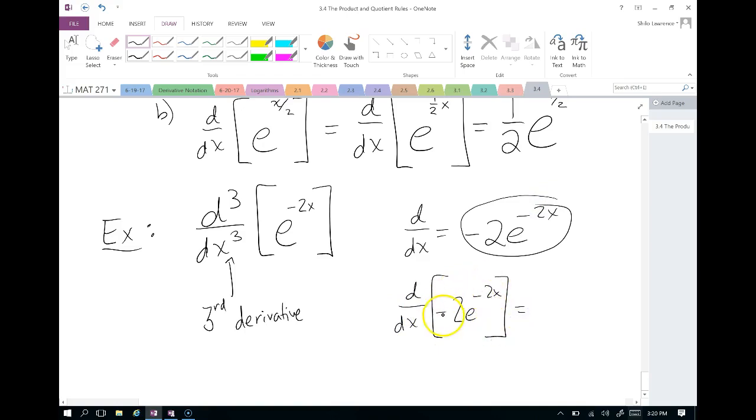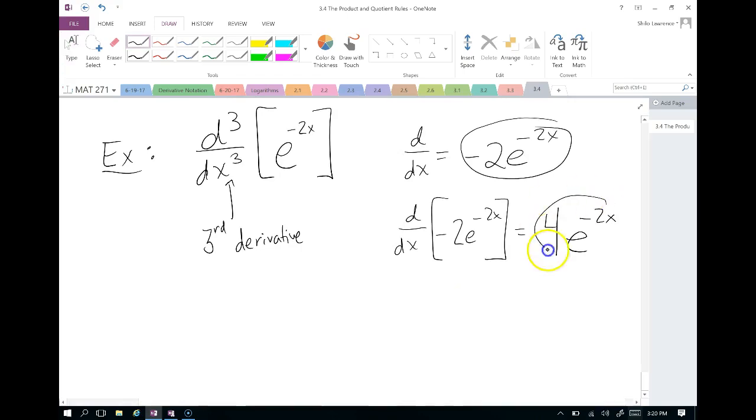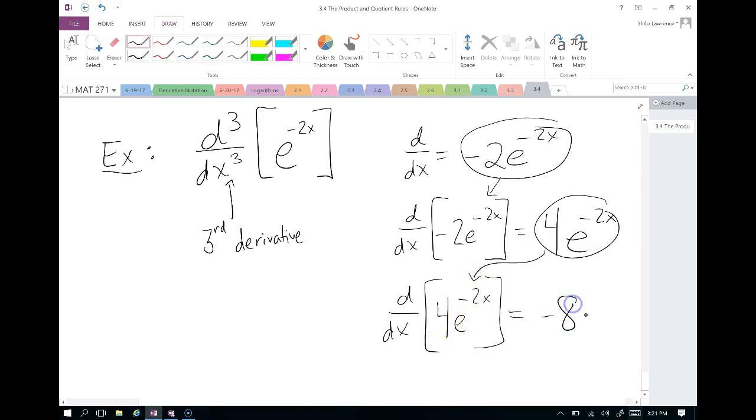And a negative 2 comes out again. So negative 2 times negative 2 is positive 4. And then we'll take that and we'll do it again. And this is the third time we're doing it, so the answer is our third derivative. So if we bring negative 2 out again, we have negative 8 e to the negative 2x. So that would be our third derivative.